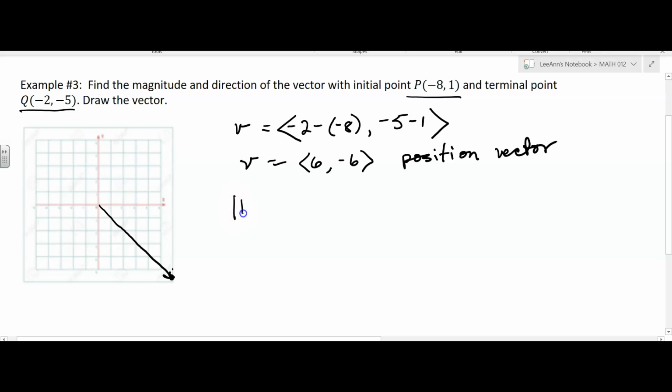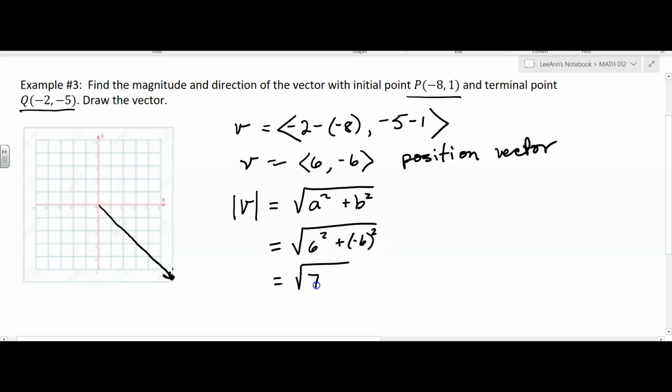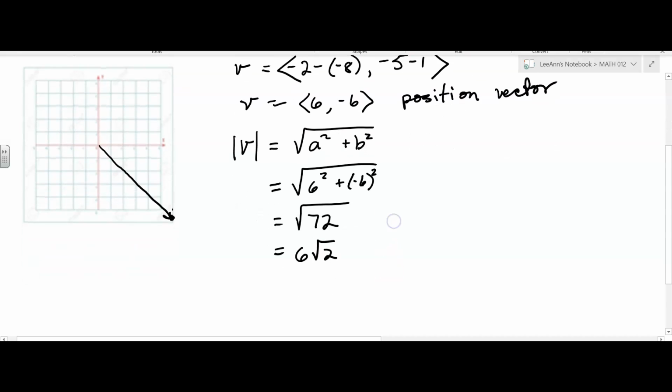So the magnitude of v, we're going to use that formula. It comes from the Pythagorean theorem. So that's going to be 6 squared plus -6 squared, which is going to be the square root of 72, but then simplify that to 6 times the square root of 2. So a little bit of radical work there, but you're going to have 2 times 36, and then the square root of 36 is 6, so the magnitude is 6 square root 2.